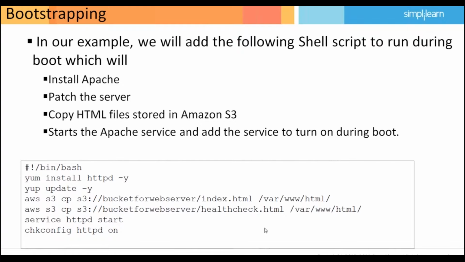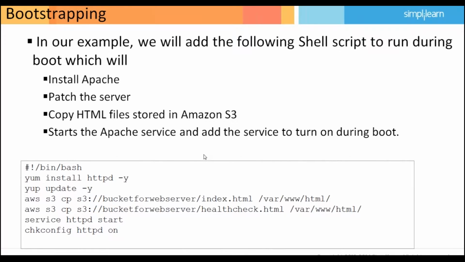So the first thing is the shebang, as you must know. Then I'm going to install Apache, and then I'm going to update my server. That's the second command: yum update -y. Then I'm going to use an S3 command. This is Amazon Linux, and I need to have the CLI installed. So this is a CLI command if you're not familiar with it: aws s3 cp. cp is copy. This is an S3 bucket where I've stored my file.